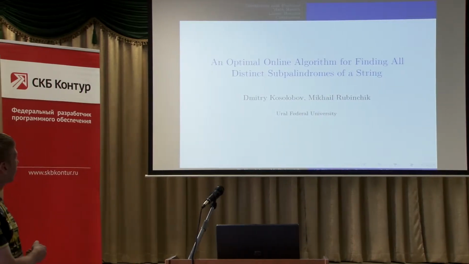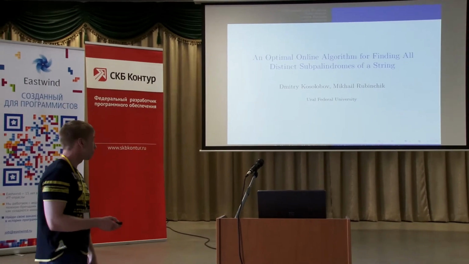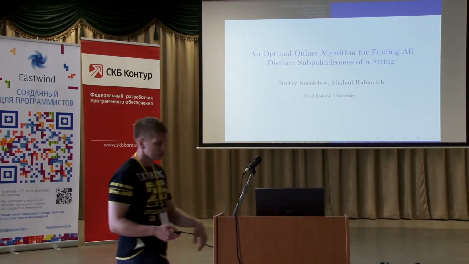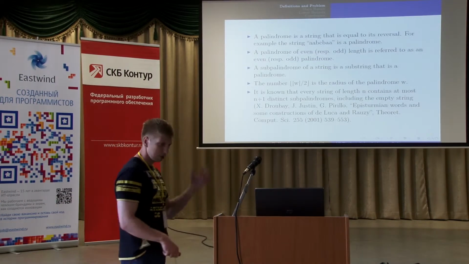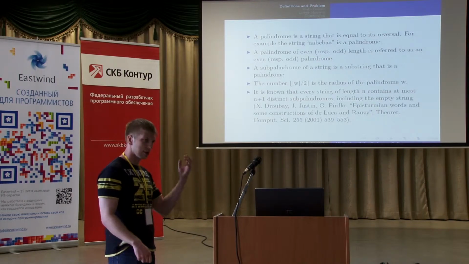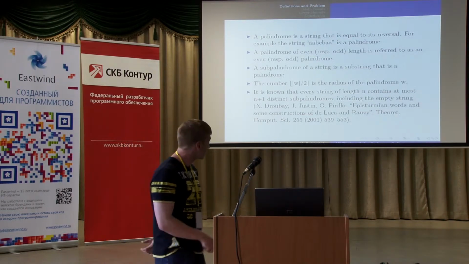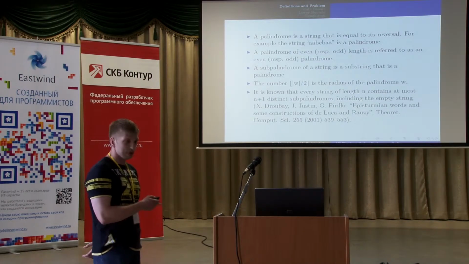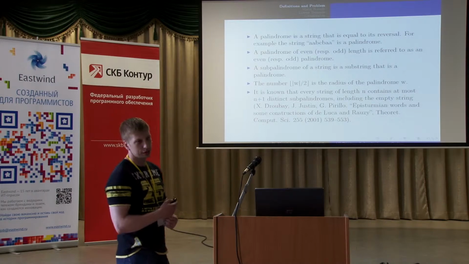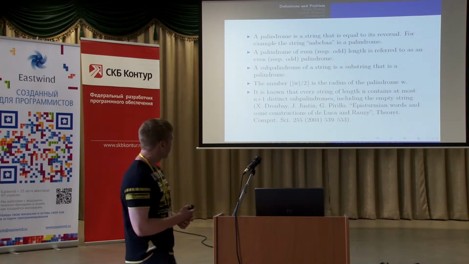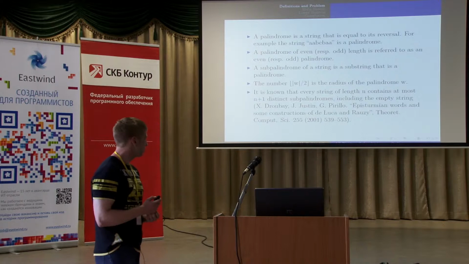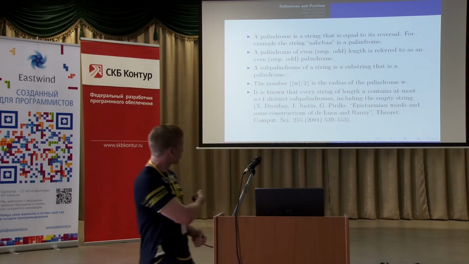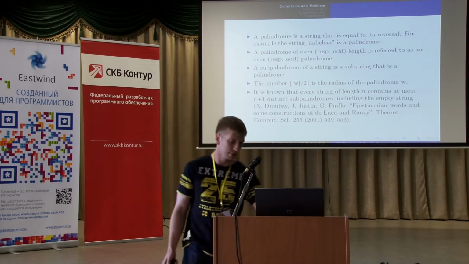Okay. The theme is an optimal online algorithm for finding all distinct subpalindromes of a string. I'll recall some definitions: a palindrome is a string that is equal to its reversal, and it is a well-known result that any string of length n has at most n+1 subpalindromes. It is pretty easy to prove, but I will not do it here. For example, here, you can see it.